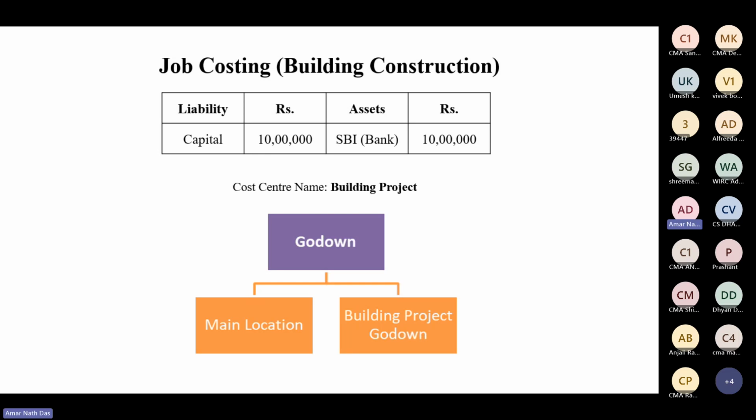We have to prepare liability and asset. After preparing liability and asset, then we create cost center for job costing. This is the second step. Third step, we will create godown with cost centers. For example, the building godown needs to be created. Then the main location godown, we needn't create it. Tally already provides it by default. So in the third step, we have to create the building project godown.